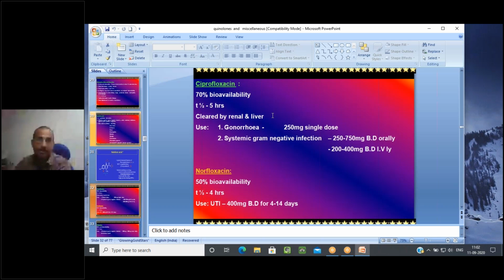Now ciprofloxacin: bioavailability is up to 70% by the oral route of administration, and the half life is 5 hours. Clearance takes place by both renal and liver routes. Uses include gonorrhea infections with a single dose of 250 milligrams of ciprofloxacin, and systemic gram-negative infections with 500 milligrams, 2 times per day.